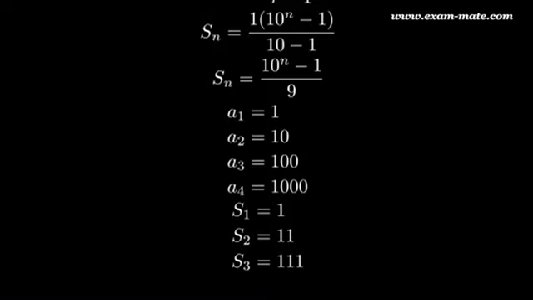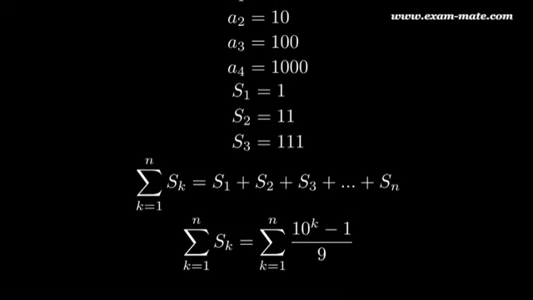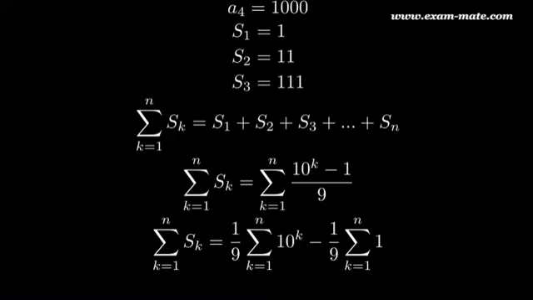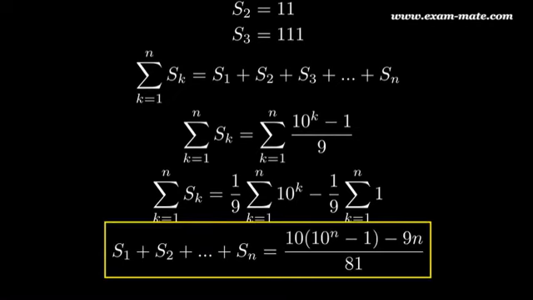Now for part B, we need to find the sum of all these s_n values from s_1 up to s_n. Let's call this sum capital sigma of s_k from k equals 1 to n. We can substitute our expression for s_n that we found in part A. This gives us the sum from k equals 1 to n of 10 to the k minus 1 over 9. We can break this down into two separate sums. One sum for 10 to the k over 9, and another sum for negative 1 over 9. After solving these sums and simplifying, we get our final result: 10 times 10 to the n minus 1 minus 9n, all divided by 81.